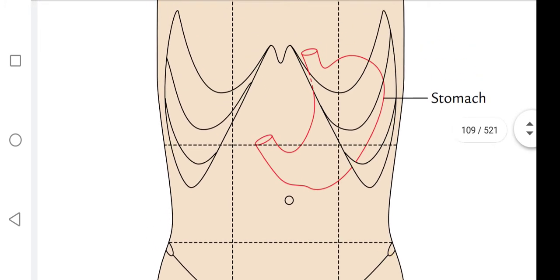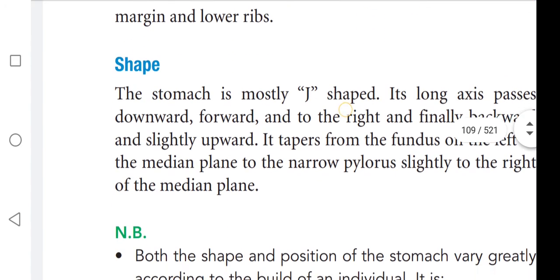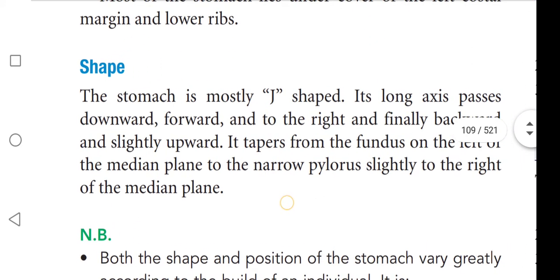Next, it is present under the cover of the costal margin and under the lower ribs. Next, coming to the shape.